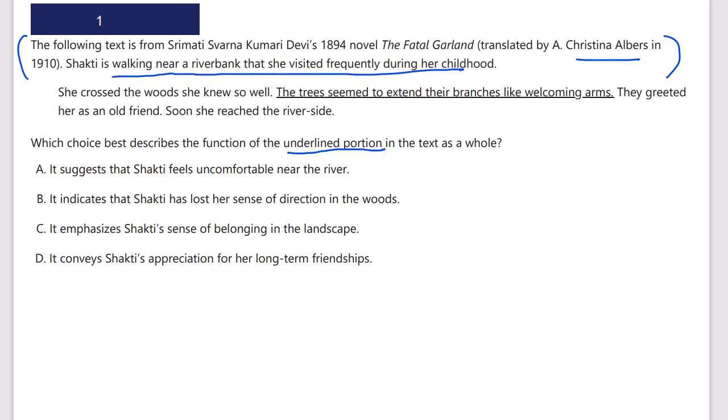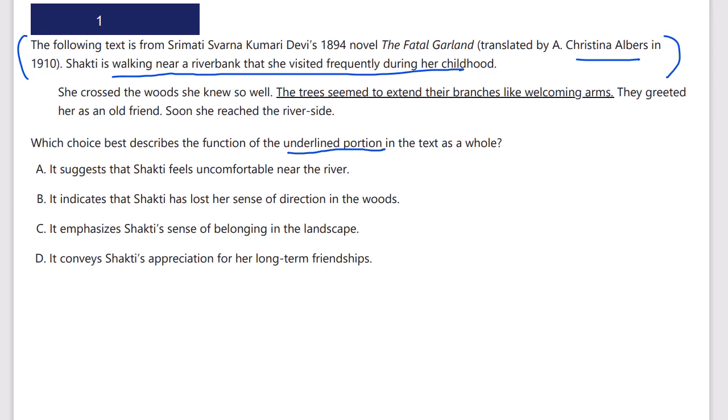And let's begin there. The following text is from such and such, 1894 novel such and such. Christina Albers in 1910. Shakti is walking near a riverbank that she visited frequently during her childhood. Okay. She crossed the woods she knew so well. The trees seemed to extend their branches like welcoming arms. They greeted her as an old friend. Soon she reached the riverside. Okay, so what is the function of this?